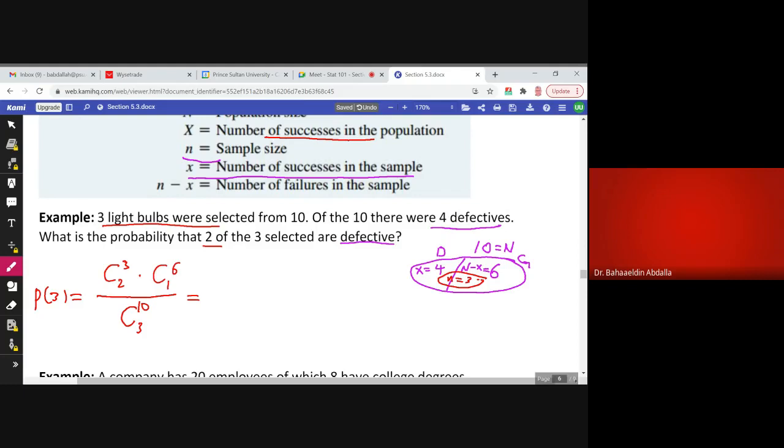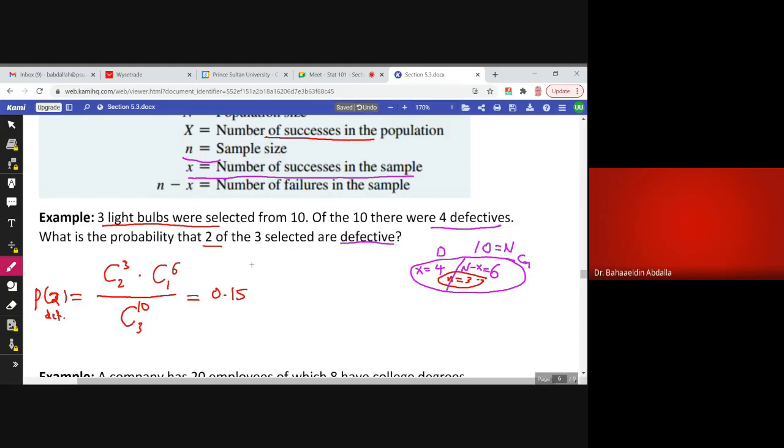So you can use the calculator, use shift division to write 3C2, then multiply times 6C1, and you divide that by 10C3, and the answer would be 0.15. So this is the probability of selecting 2 defectives. This is the probability of selecting 2 defectives of the 3.